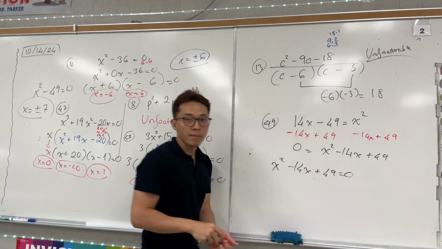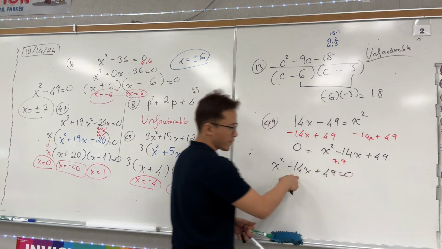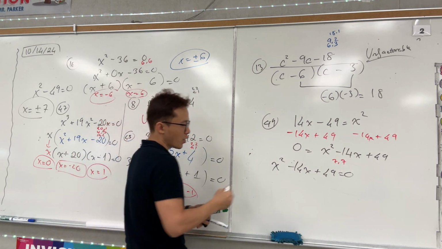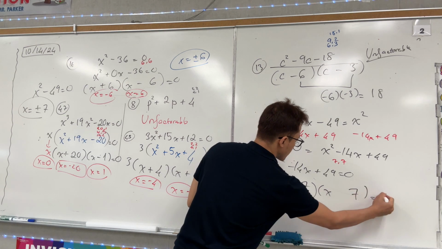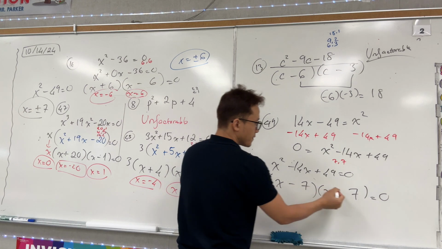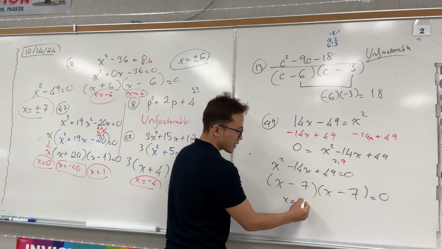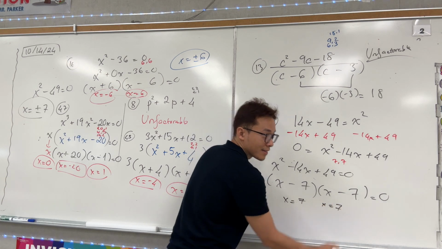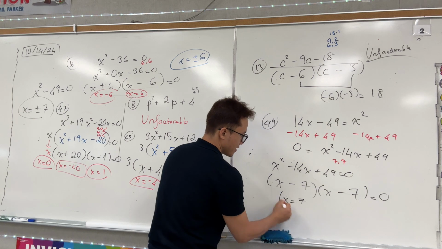All right, two numbers multiplied to 49. 7 and 7. 7 and 7 can give you 14, right? So just go ahead with that combination. Sign? Both negative. What is x then? x equal to 7, x equal to 7? No, just write one. Oh, you guys got it.